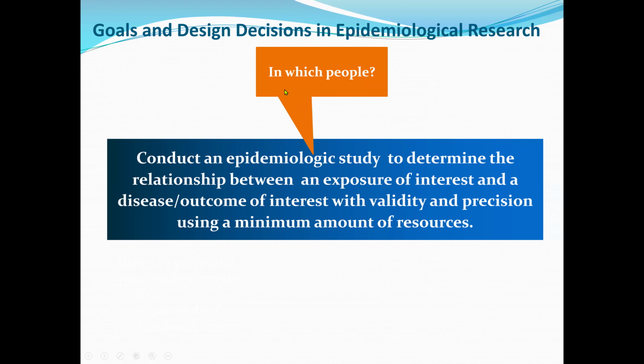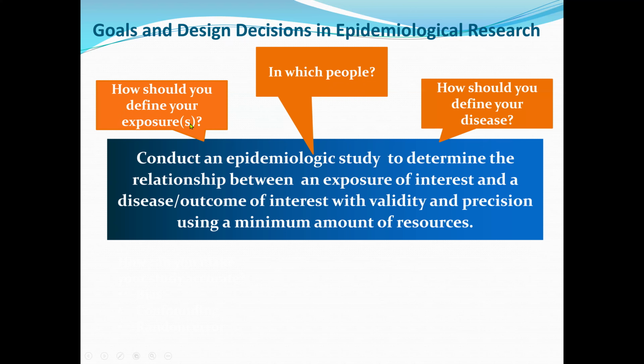So now we have a question: in which people do we want to conduct an epidemiology study? In which people? We have to clarify that. It can be based on different categories, either by gender, age, geographical area, socioeconomic status. It depends on the disease or the exposure or the risk factors that we are studying. And also, how should you define your exposures? And also, how should you define your disease?